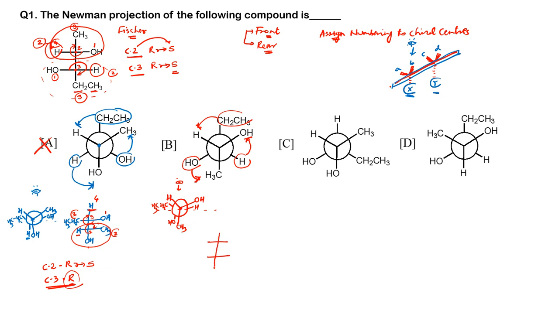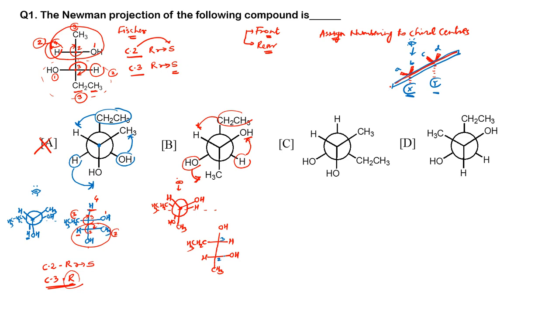For the front carbon, CH3 is at the bottom. On the right hand side we have the OH, on the left hand side hydrogen. For the rear, at the top we write hydrogen, then on the right hand side it is hydrogen, and on the left hand side the CH2CH3. As we are getting this particular Fischer, the next thing is we need to give the numbering C2, C3.